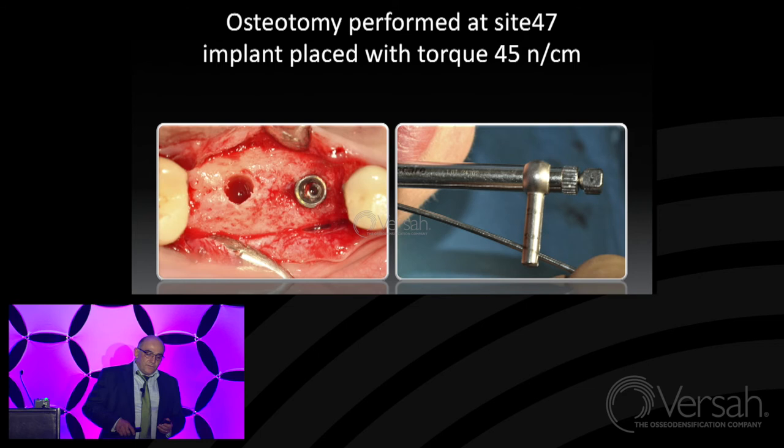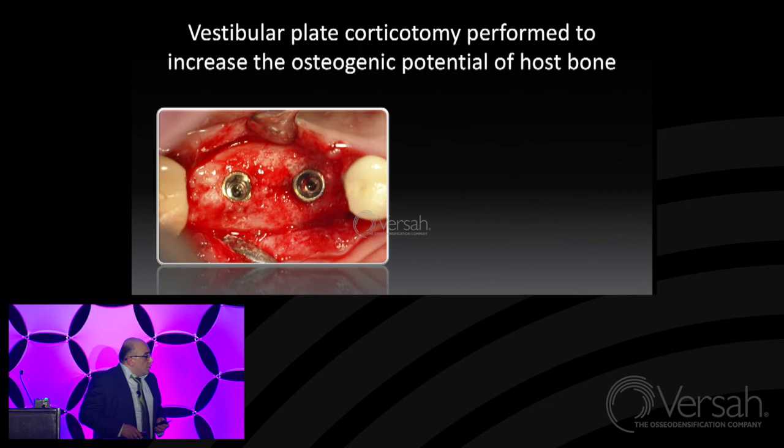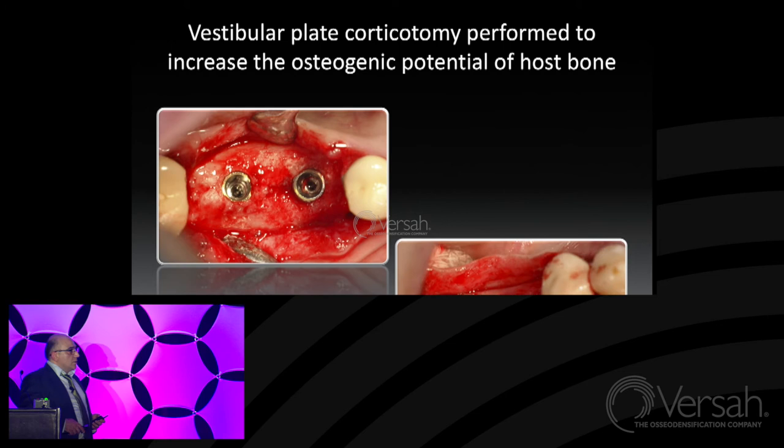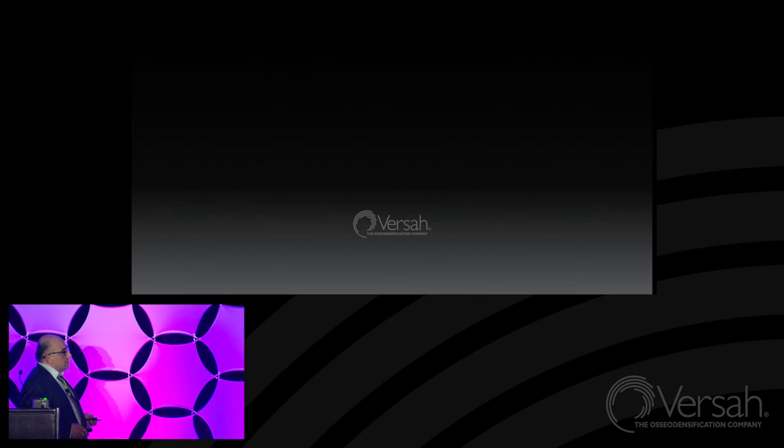Here is our initial drill from the Versah set. Then we make some perforation of the cortical plate here, making sure that the thickness of the bone around the implant will be more than 2 millimeters, as we say. It's very critical. So we make contour augmentation here. Got some autogenous bone from the neighboring side, from the linea obliqua externa. Usually it's around the second and third molar.